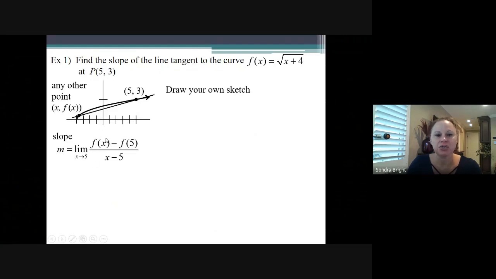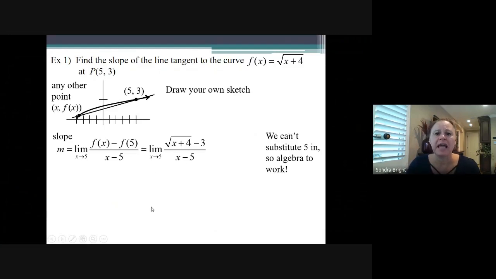What you're going to do now is you have something to plug into f of x. f of x is the square root of x plus 4, so we're going to plug that in. And so the first thing you want to do is look at it and go, can I plug a 5 in? Can I plug a 5 into x? That's how we do limits, right? Can you plug it in? But when you plug it in, you would get 5 plus 4, which is 9, and the square root of 9 is 3. So you have a 3 minus 3 on top, which is 0. Not an issue, except that when you plug a 5 down in the denominator, you're also dividing by 0. So you can't do this. You can't just substitute it in. And so we've got to do some algebraic manipulation.